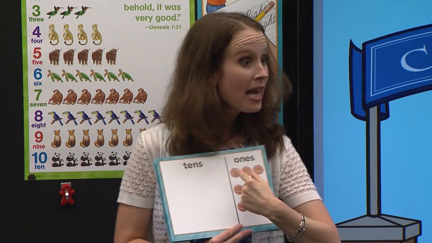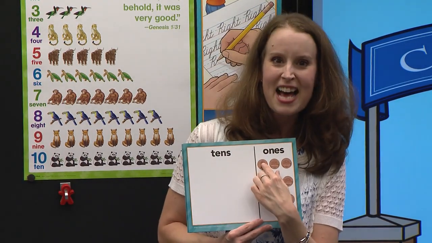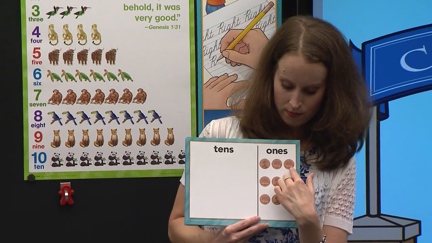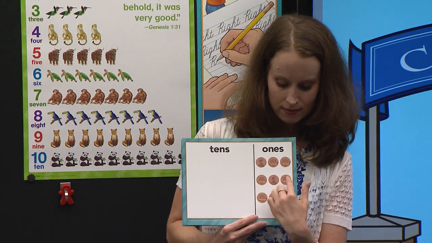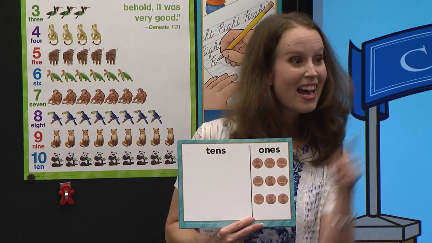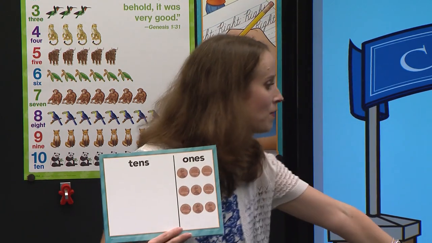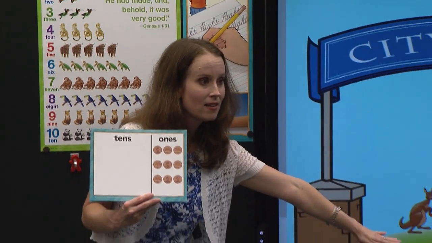Oh, not 10. Why don't we count together, Aslan? And students watching, count with Aslan. 1, 2, 3, 4, 5, 6, 7, 8, 9. How many? 9. Do I have 9 animals in my zoo right now, Aslan?